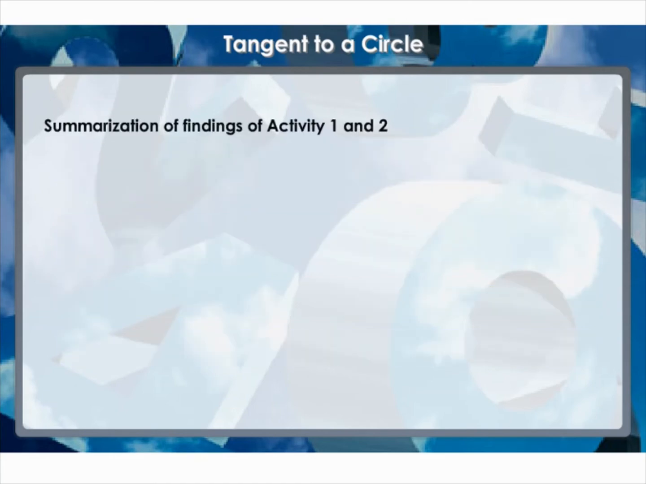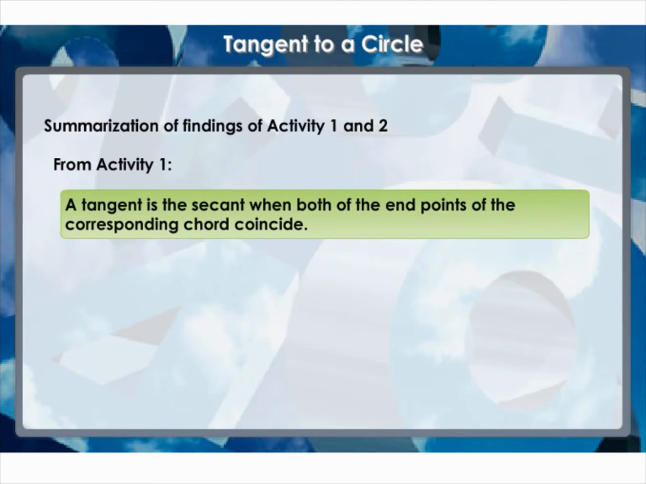Let's summarize the findings of activities 1 and 2. A tangent is a secant when both of the endpoints of the corresponding chord coincide.